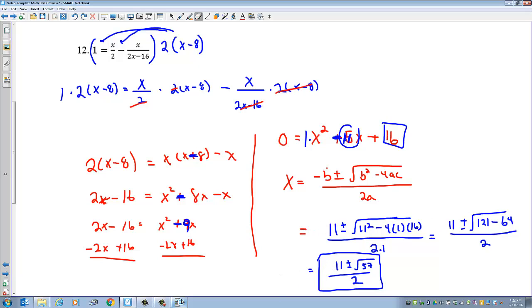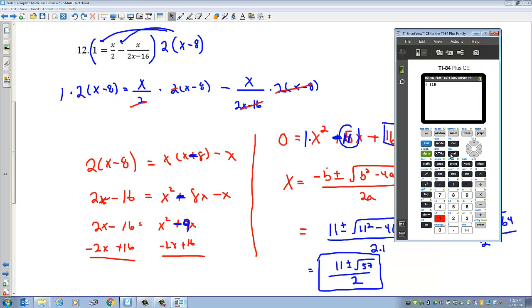That would have shown up when I tried to check it. I wouldn't get the right answer. So let's go back here. Let's plug this in. This is 11. Let's do the plus part. So plus the square root of 57, in parentheses, all divided by 2. So that's one of the answers I found.